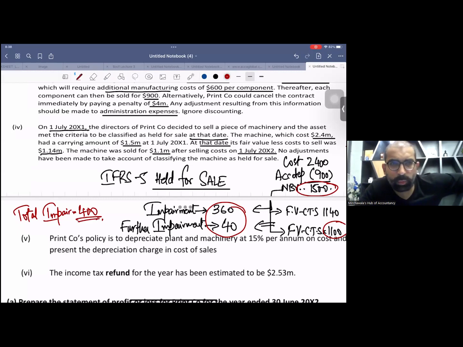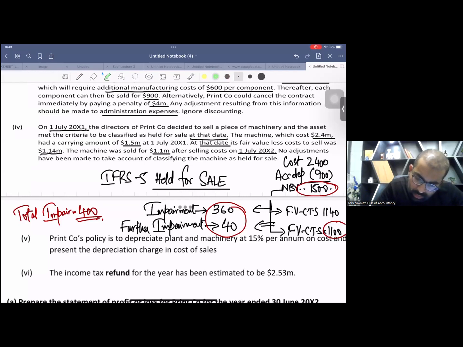And now one more thing which you all know, that we normally book these impairments in cost of sales. Okay. Now one last thing. Hope you have done this type of question in final accounts. Read this line, this is the super line.